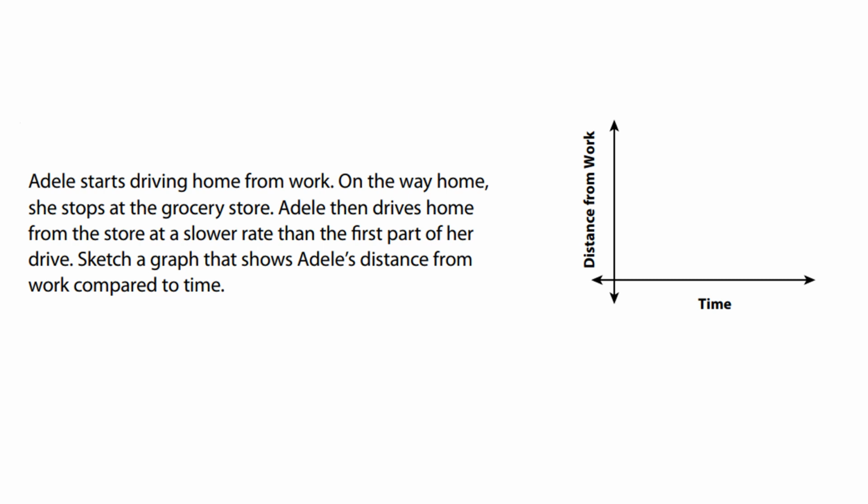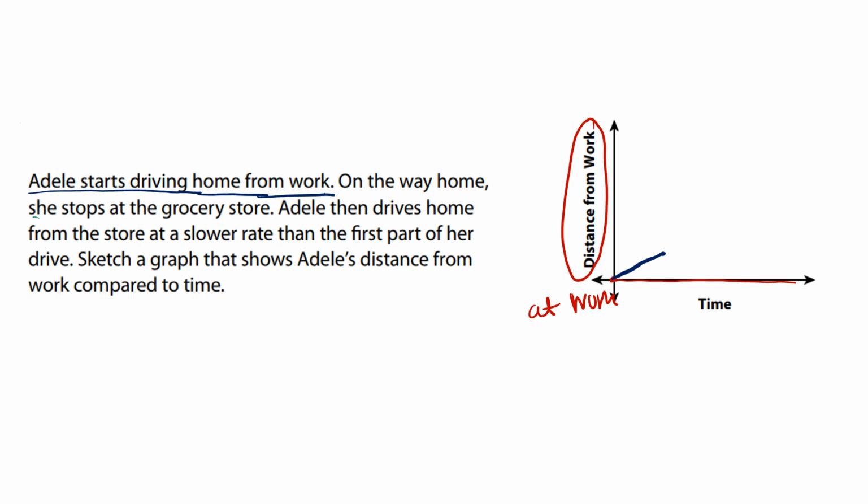So for this problem, our graph, we're talking about distance from work. So that means that our line down here, this 0 point, is going to be at work. By reading the story, we can place our points on the graph. So Adele starts driving home from work. So we're starting at work and we are driving home. So our line's going to go up. We're going away from work.